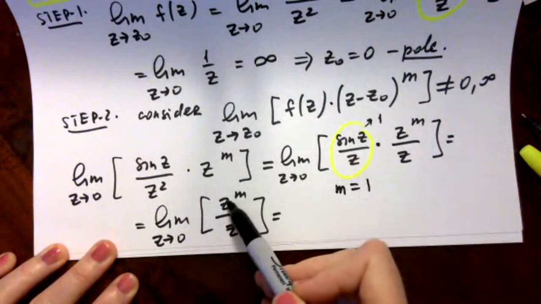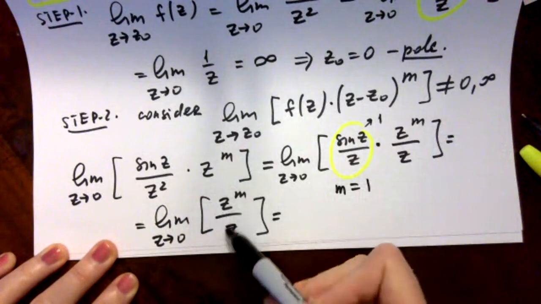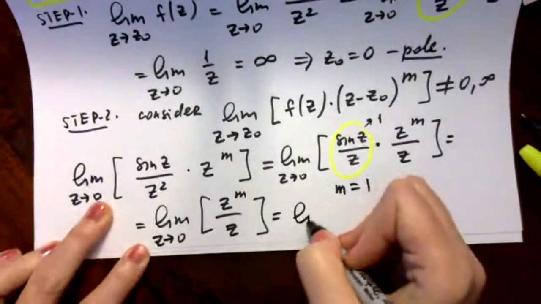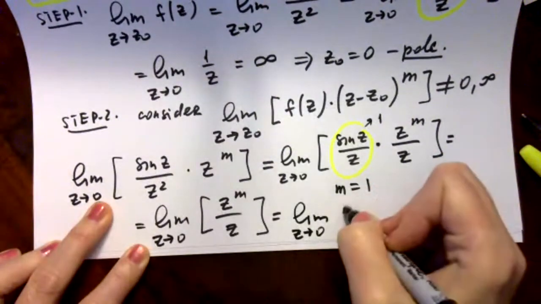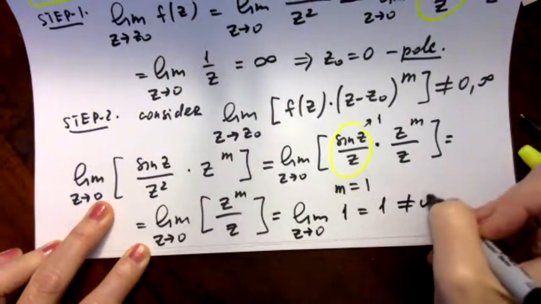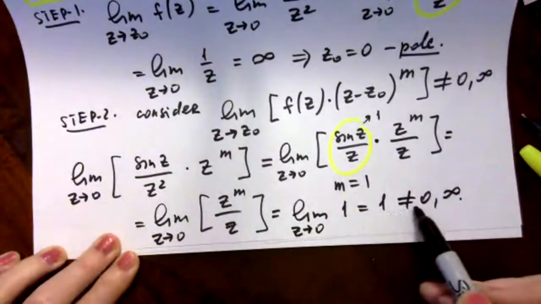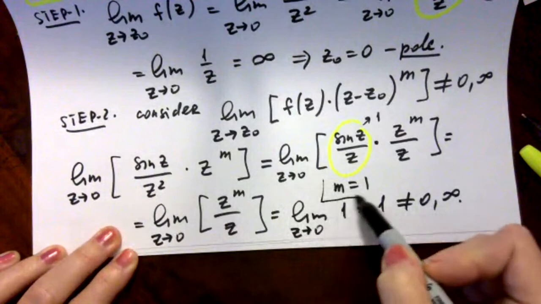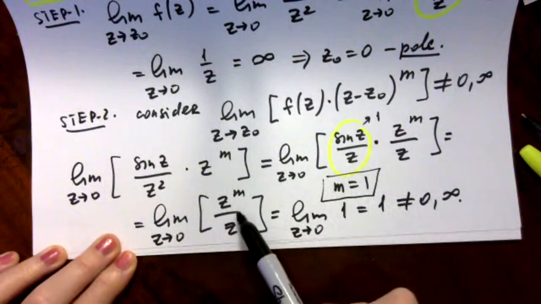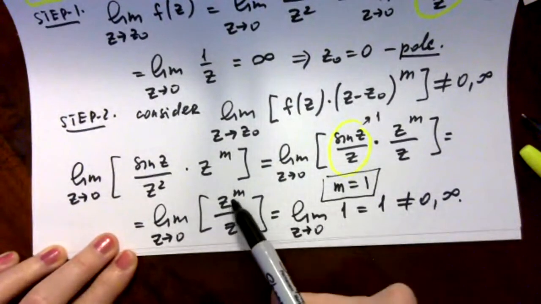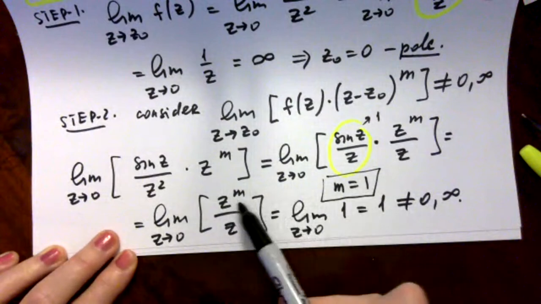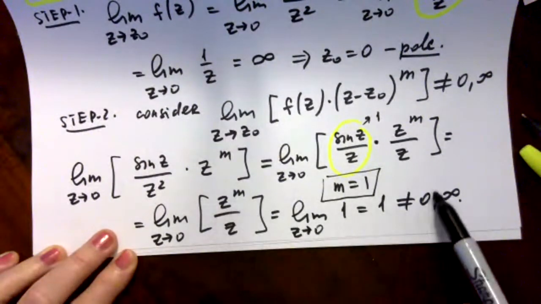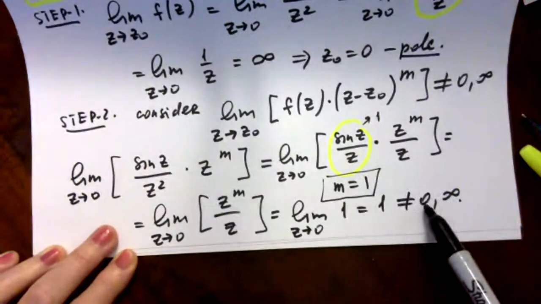You know why? Because z divided by z will get cancelled out and it will be equal to 1. And the limit of 1 will be 1, of course. So this does satisfy the requirement: 1 is not equal to 0, and 1 is not equal to infinity. And it turns out this is the only value which can give you such a beautiful result. In any other case, if you substitute m equal to 2, for example, z squared by z will be z, and the limit of z will be 0. No, this requirement is violated.